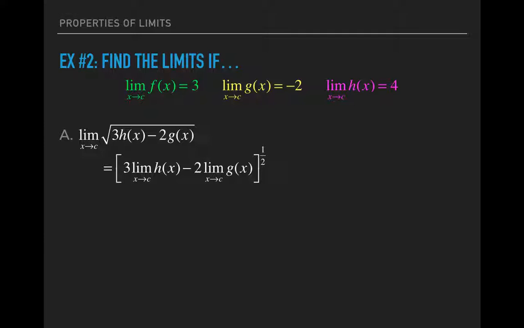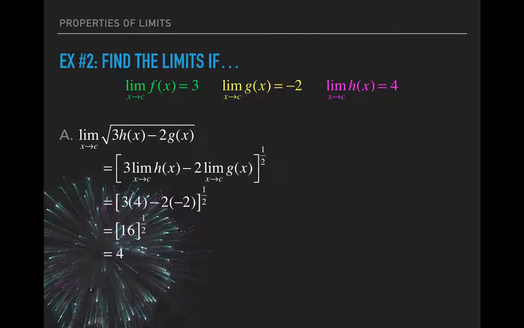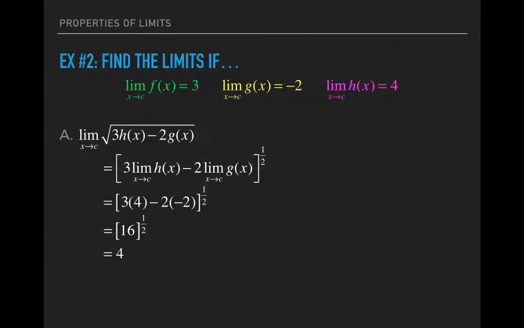The limit of the h function as it approaches c, that's my purple function over there, it's 4, and g is the yellow function, -2. Some mental math here. 3 times 4, that is going to be 12, and then plus 4, that gives you 16. And then if you're taking the square root, I'm thinking of the half power as the square root. Square root of 16 is 4. And that was letter A.